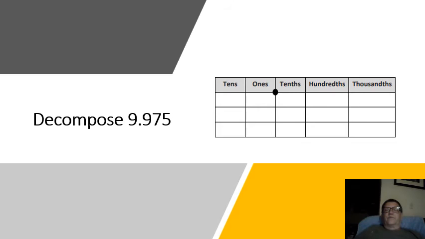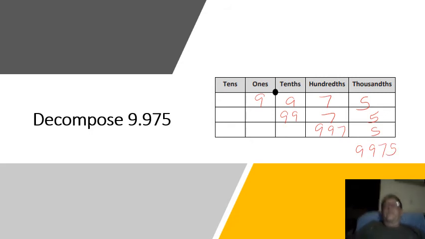Alright, so the next one, we're decomposing 9 and 975 thousandths. And then we're going to decompose it further. We could say 99 tenths, 7 hundredths, 5 thousandths. Or I could say 997 hundredths and 5 thousandths. Or the final one, I could go 9,975 thousandths.